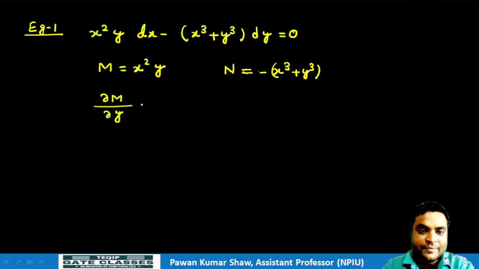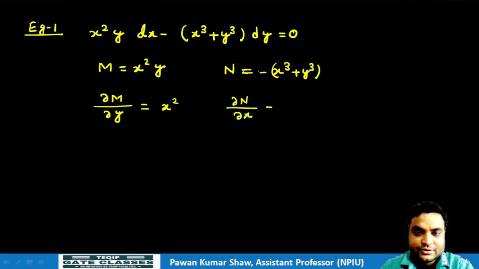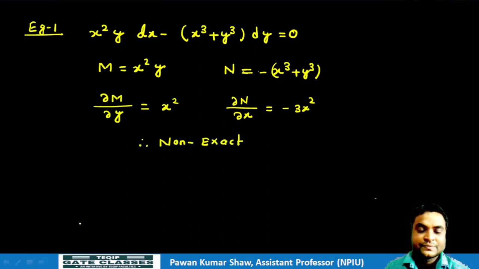So if you calculate del m by del y, so we are getting in that case x square, and if you calculate del n by del x, so we are getting minus 3x square. So ये हमारे यहाँ पर del m by del y and del n by del x की वैल्यू सेम नहीं है. So that means this equation is our non-exact equation. The given equation is our non-exact. So अगर non-exact है, so in that case we will try to find the integrating factor and after multiplying the equation so that the equation will become exact.